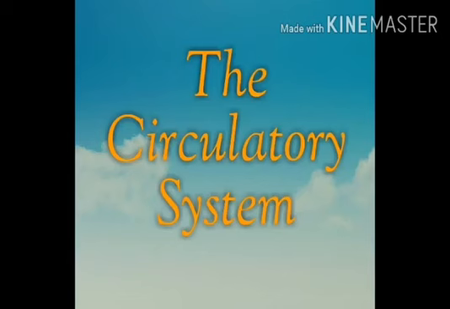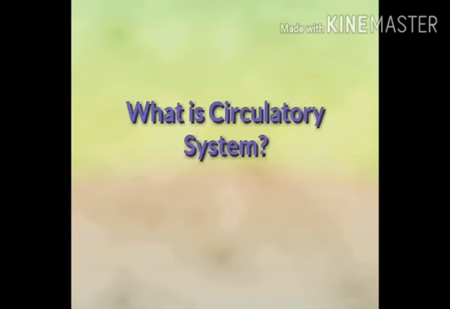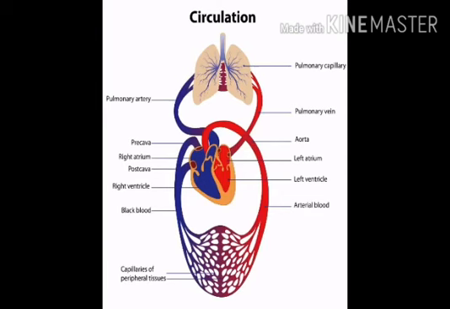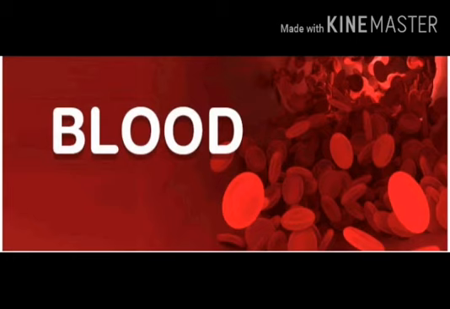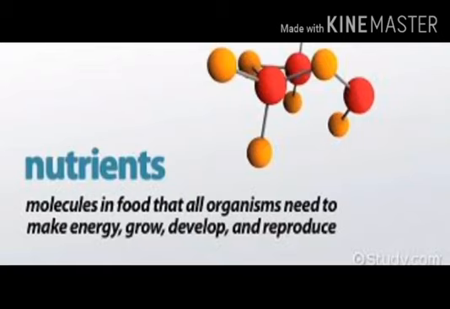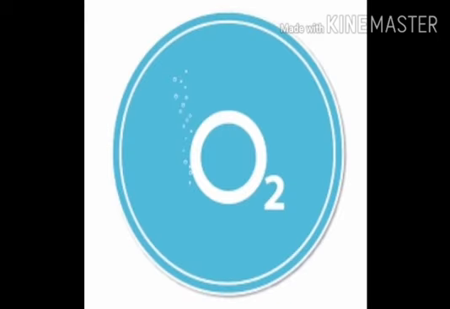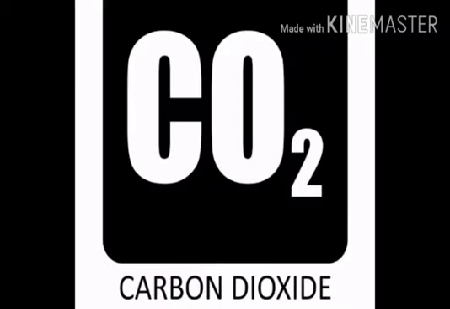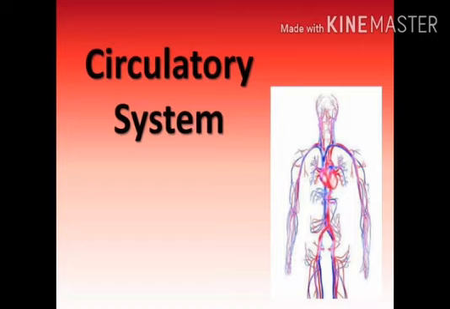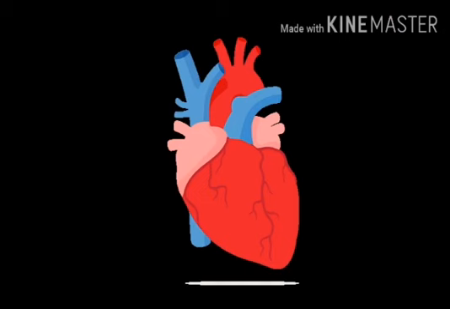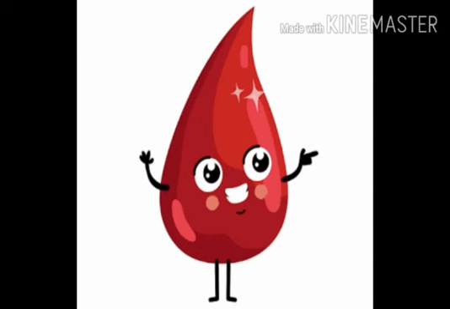The next thing we will take up is the circulatory system. What is the circulatory system? The organ system that circulates blood and transports nutrients, water and oxygen in the body and also removes wastes such as carbon dioxide is called the circulatory system. The circulatory system has three parts: heart, blood and blood vessels.